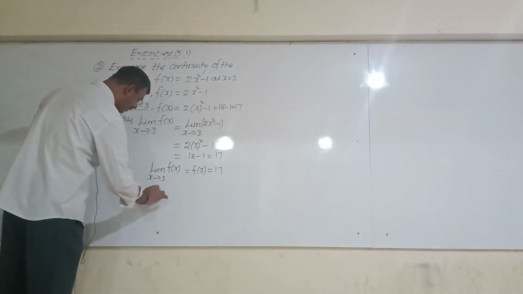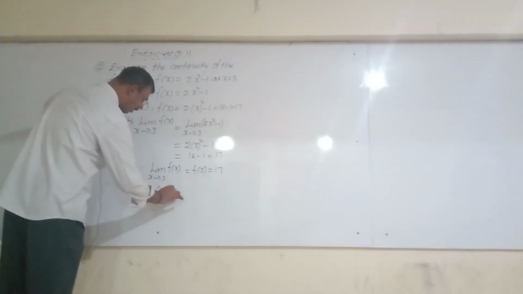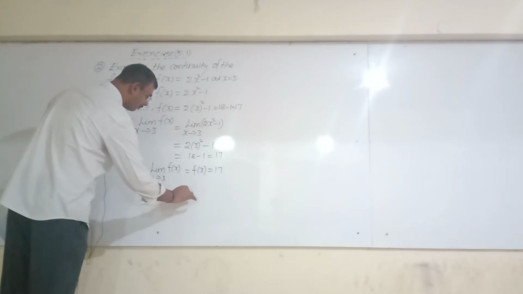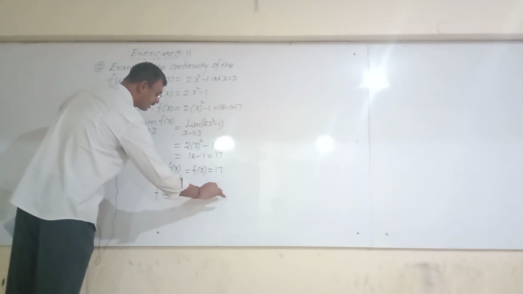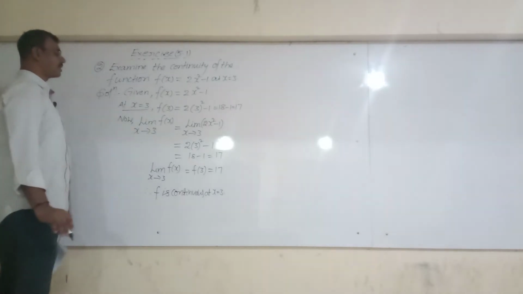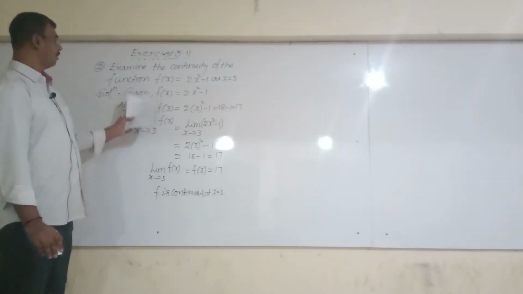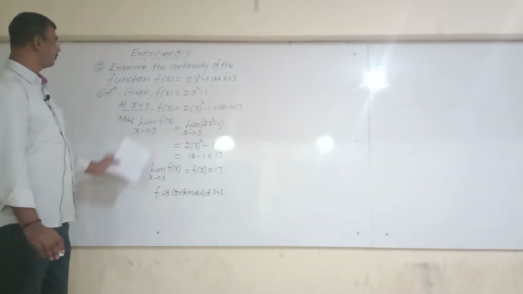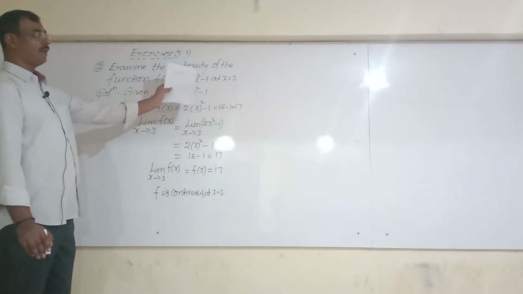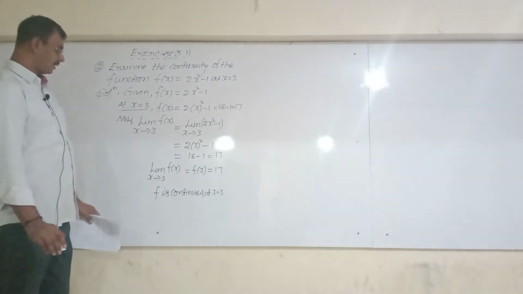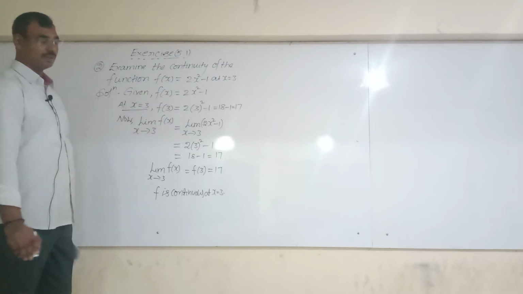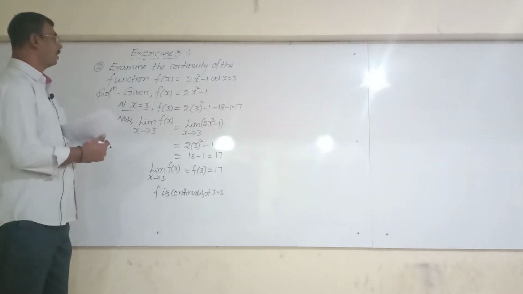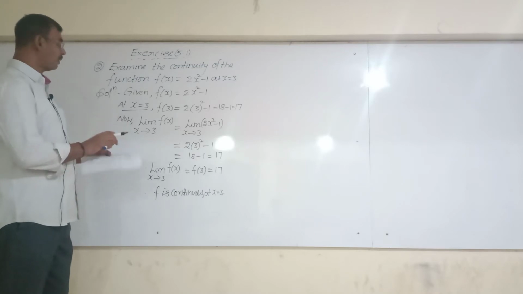Therefore, f is continuous. F is continuous at x equal to 3. It is enough. Okay, we should examine like this. Whenever there are no breaking conditions, we should directly do it. Clear? Shall we go to the next problem?